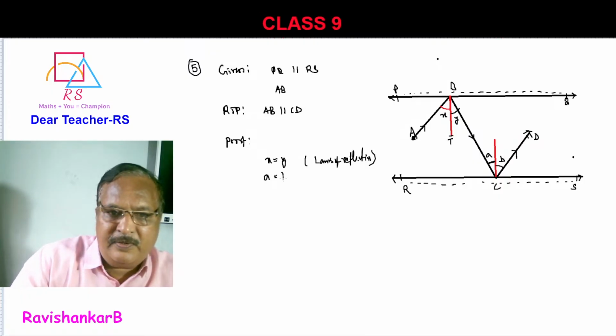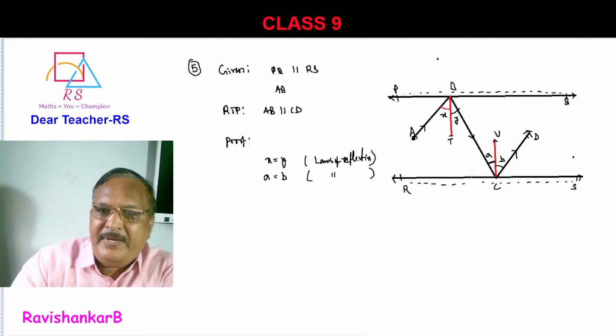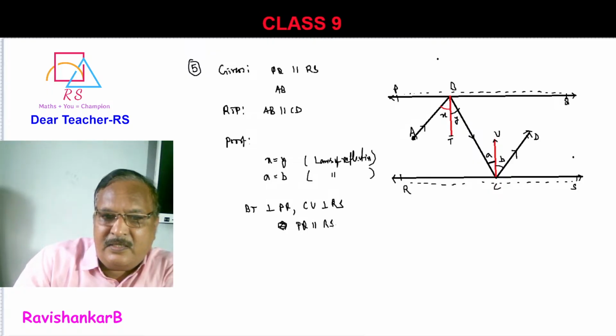a is equal to b, by the same law of reflection: the angle of incidence is equal to the angle of reflection. Now this is CU, with PQRSTU labelled. BT is perpendicular to PQ and CU is perpendicular to RS. And PQ is parallel to RS. Therefore, BT is also parallel to CU.